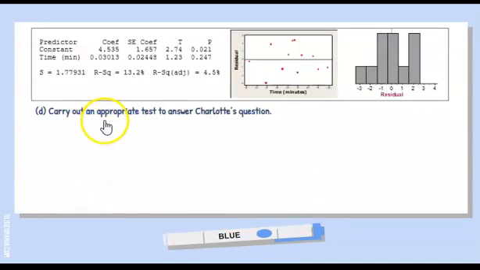Part D, carry out an appropriate test to answer Charlotte's question. Is there a relationship between the time spent and the tip given? So it gives you all this output. So we're going to do a hypothesis test. So we start with our hypotheses.